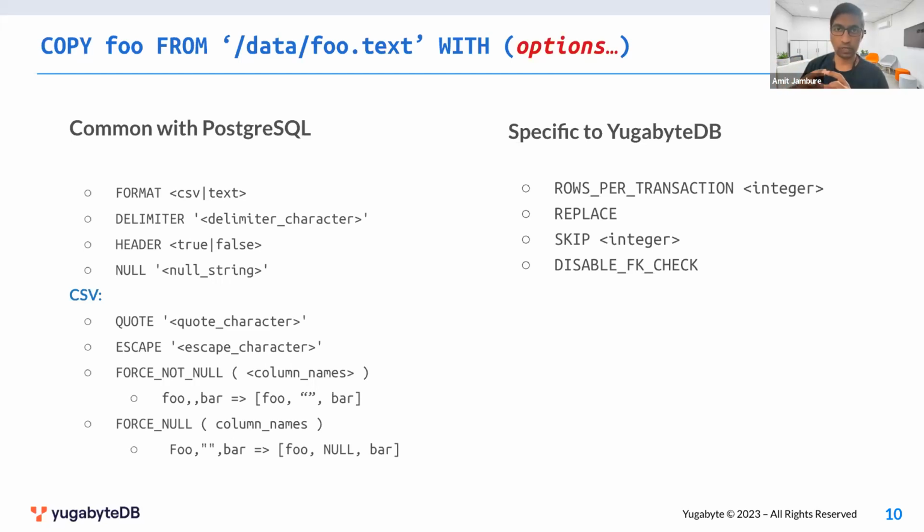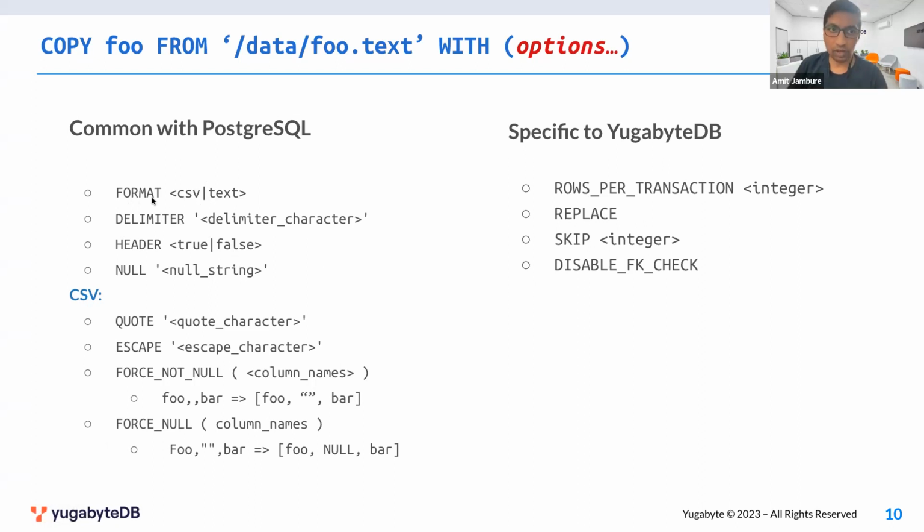All those 8 options are related to describing the contents of this file. Okay, and out of those 8 options, 4 are related to describing the CSV format only. Then YugabyteDB has enhanced the copy command to include 4 more options. So we'll take a look at them.